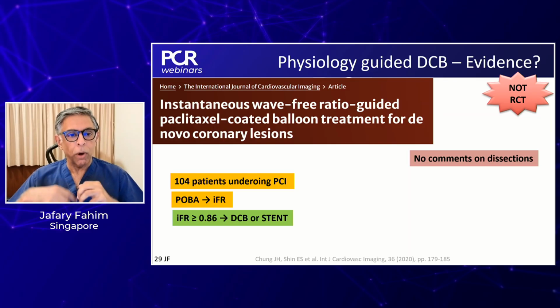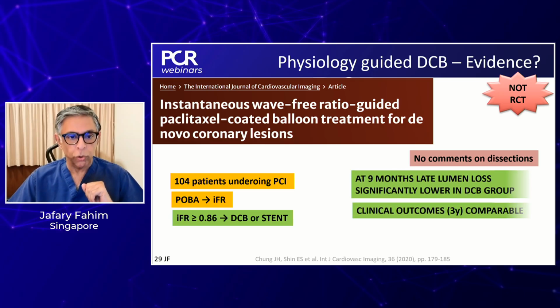And the same group also looked at using iFR, and at a cut point of 0.86 showed similar outcomes, which is, at 9 months, a significant reduction in late lumen loss in the DCB group with good clinical outcomes in comparison to stent. Again, non-randomized data and no comments made on dissections.